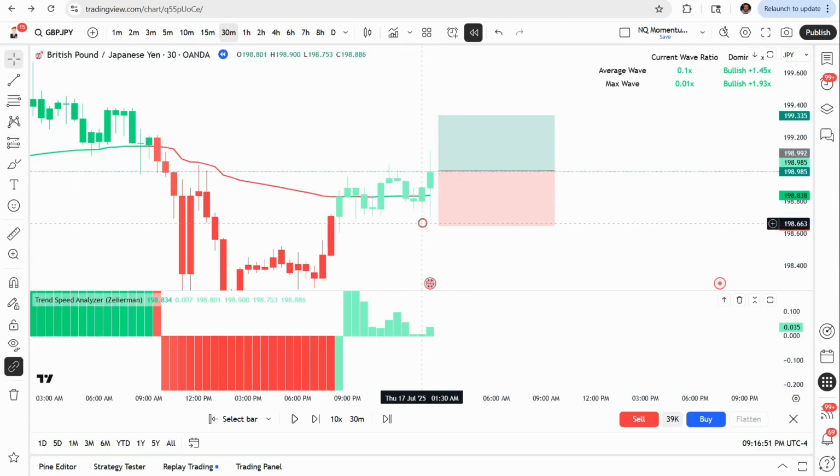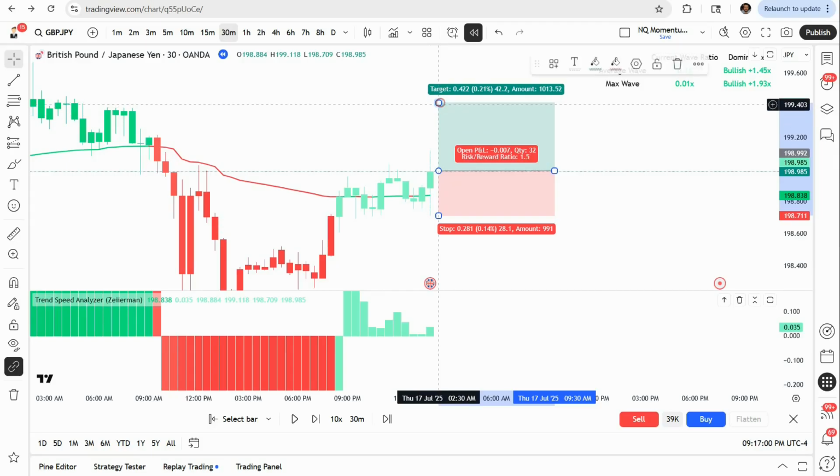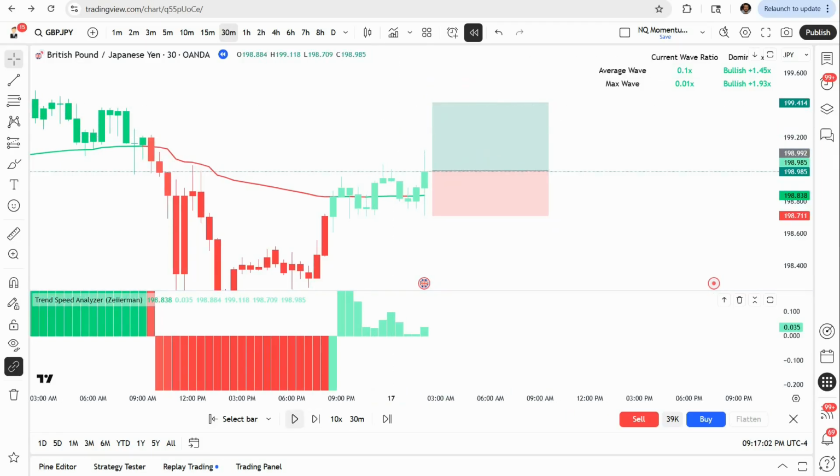We'd put our trade right here. We're going to put our stop just below the pivot area formed by the pullback, and we're going to target a 1 to 1.5 risk to reward, just like so. Let's go ahead and play this forward and see how it plays out.